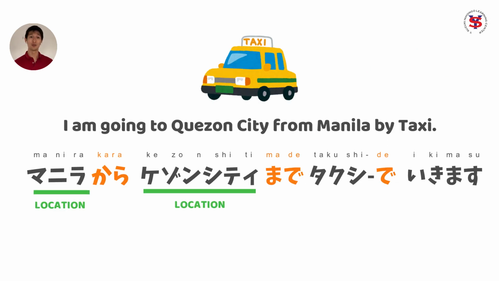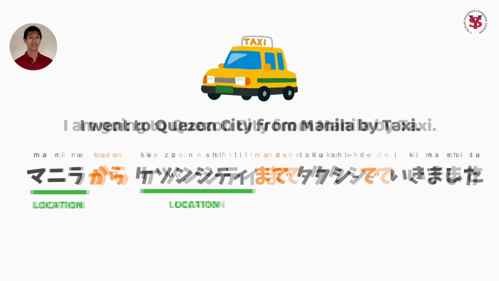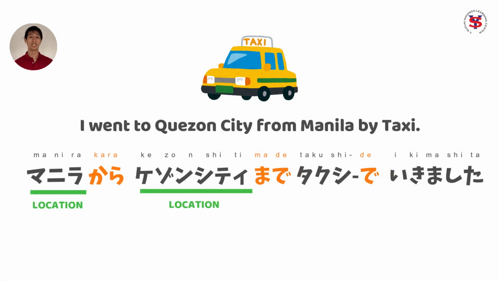I am going to Quezon City from Manila by taxi. We say, Manila kara Quezon City made taxi de ikimasu. Or, Manila kara Quezon City made taxi de ikimashita, for the past tense, no? So it's I went to Quezon City from Manila by taxi.